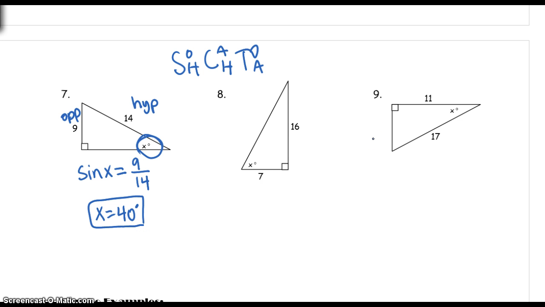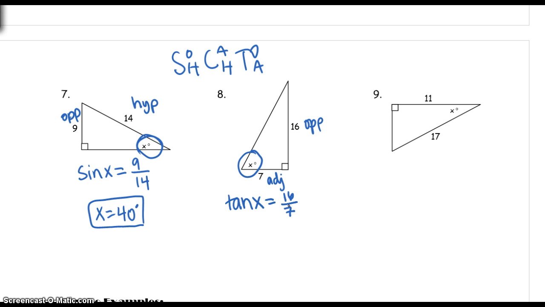Let's look at number 8. Let's try this one out. So I circle my angle, and I label. I know my opposite. I do not know my hypotenuse, so I don't label it. And I know my adjacent. Which one of these deals with opposite and adjacent? Sine, cosine, or tangent? An O and an A. Well, it looks like tangent to me. So tangent of x will equal our opposite, which is 16, divided by our adjacent, which is 7.